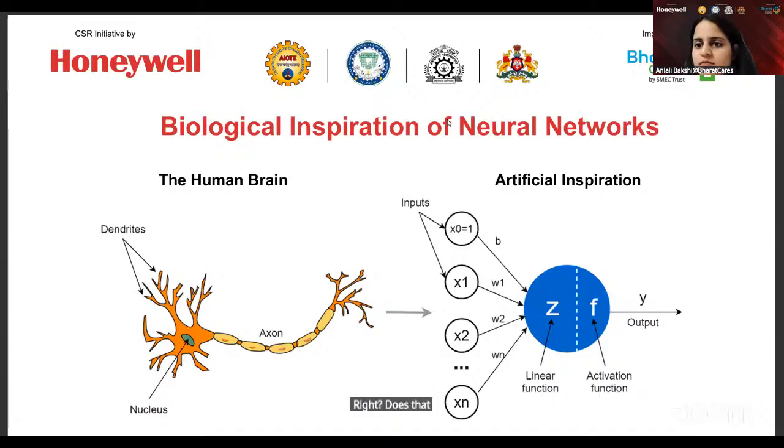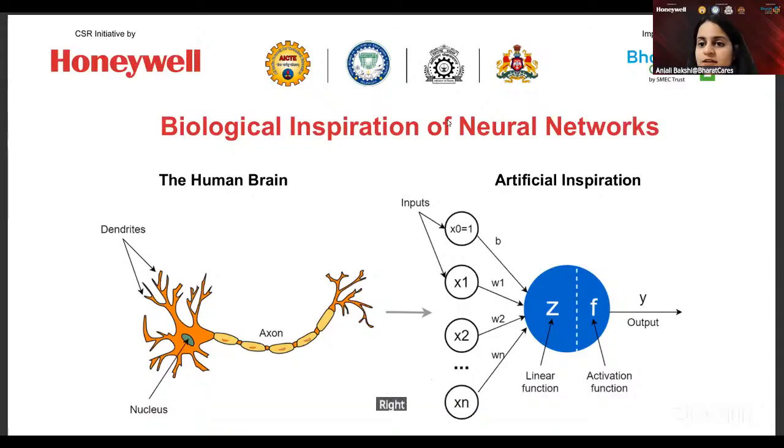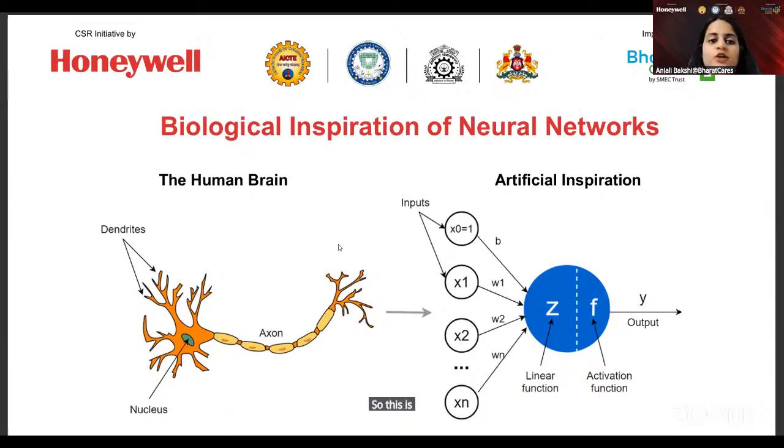Does that happen with everyone? If you touch something and it is hot, we remove our hand. That is our instant reaction, right? Okay, that happens. So similarly, for artificial inspiration, we give different inputs. This is our neuron, and here multiple mathematical computations are done, feature pattern recognition is done, and we finally get the output. So this is similar to our neural network, right?